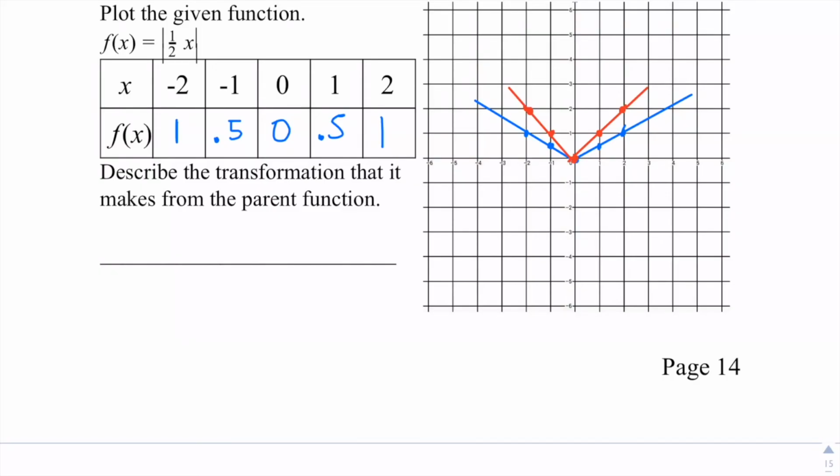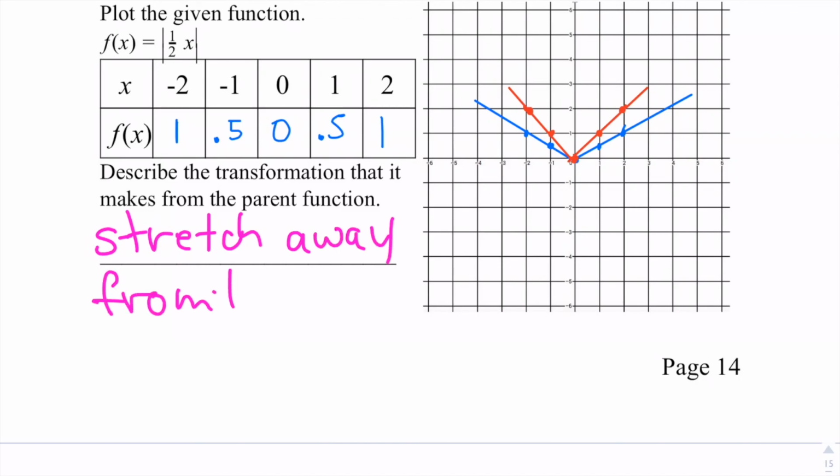I can see that the function was pulled away from the parent function and away from the y-axis, so I would say that it was stretched away from the y-axis.